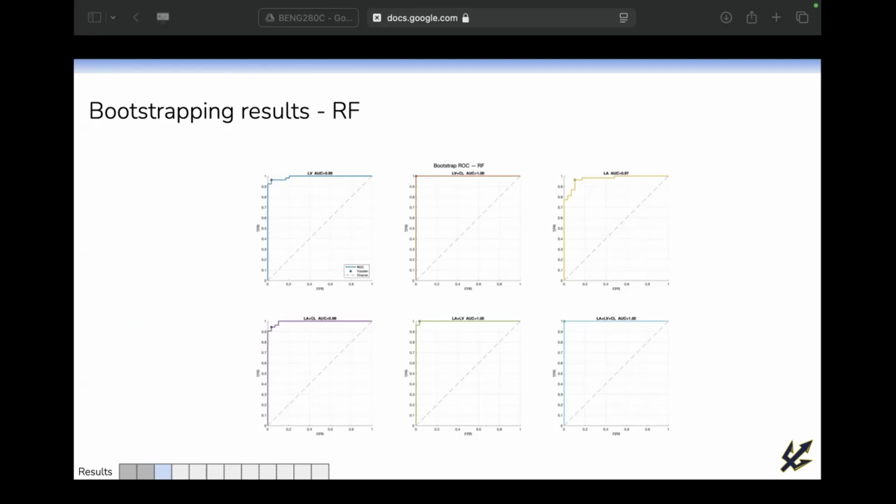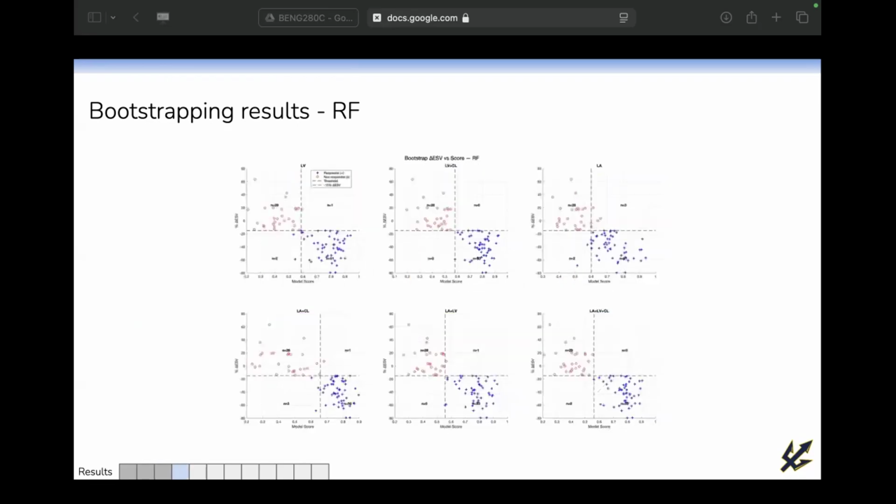This may hint that the model is overfitting. We don't know that for sure yet, but you can see here that we're getting AUCs of 1.00, which is pretty spectacular if that actually is true. And then here are the associated scatter plots, which again show a very good prediction for all sets of metrics.